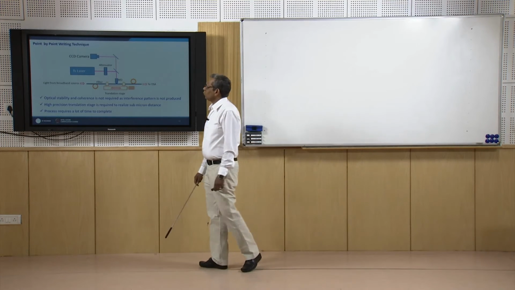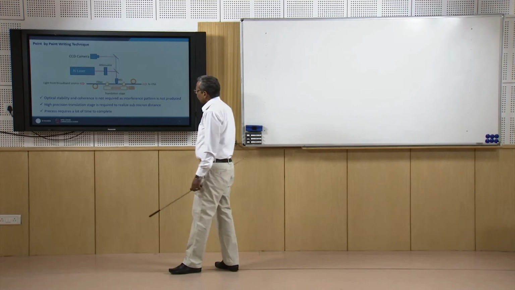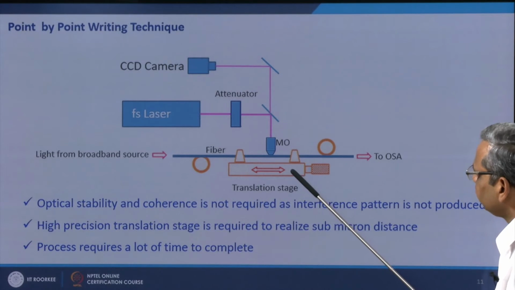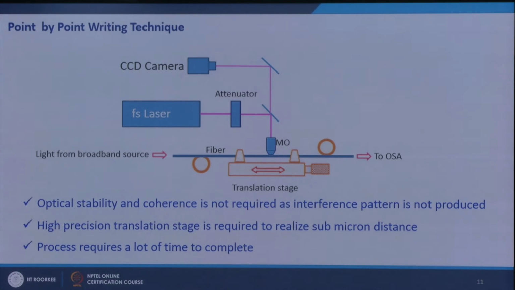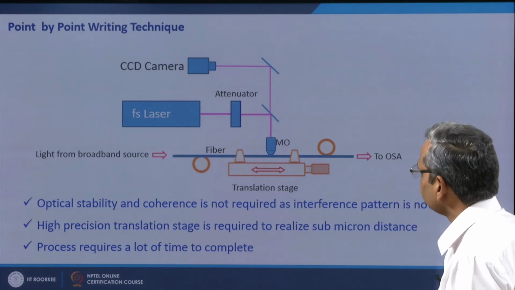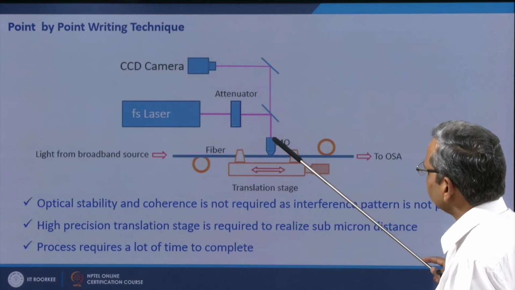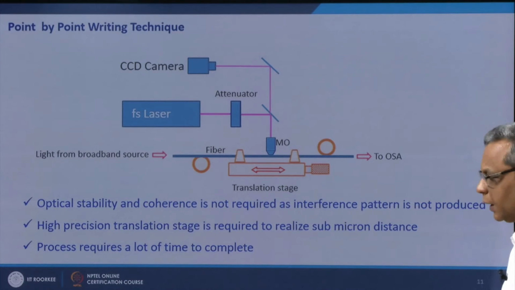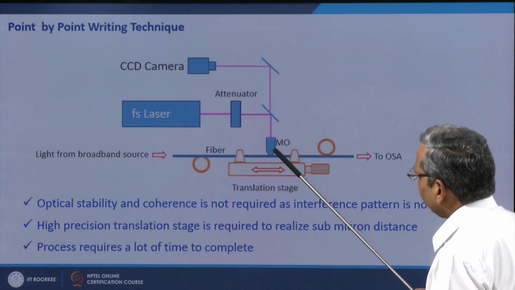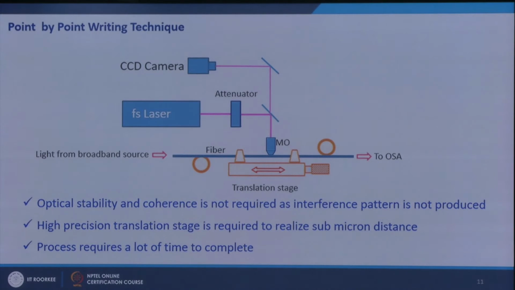Another technique is point by point writing. What do I do here? I have a fiber which I put on a precision translation stage. I take a femtosecond laser, so short laser pulses, and then I focus these laser pulses using a microscope objective of very high numerical aperture onto the core of the fiber. So, when I focus it here, at one point there is a laser beam.